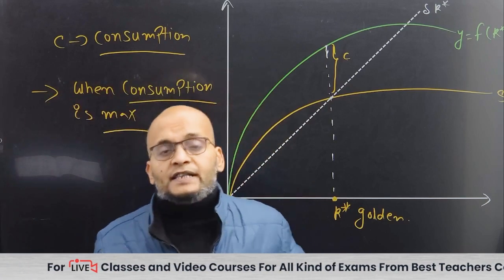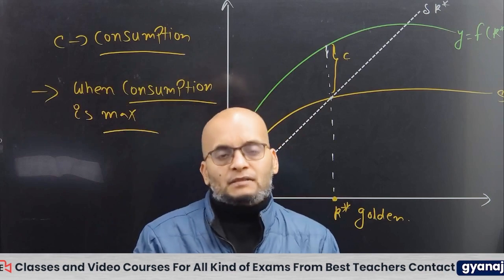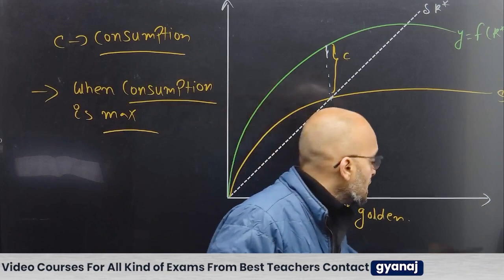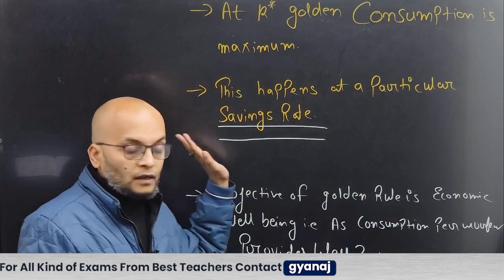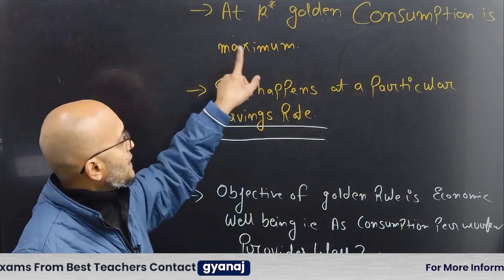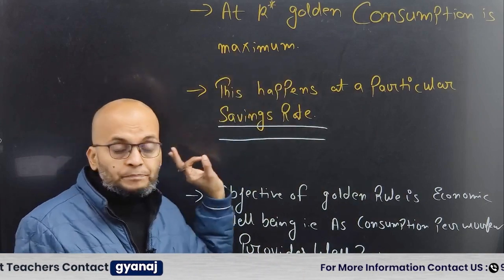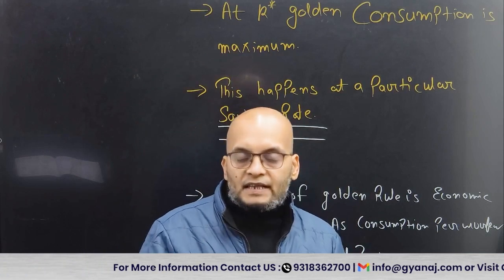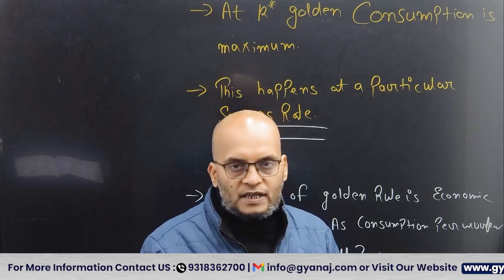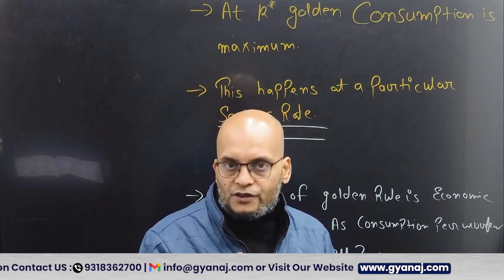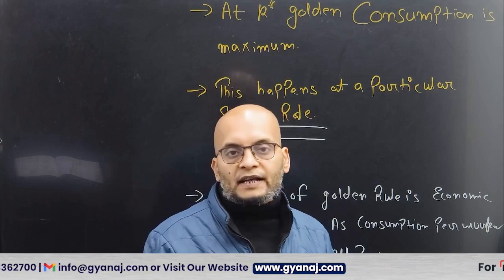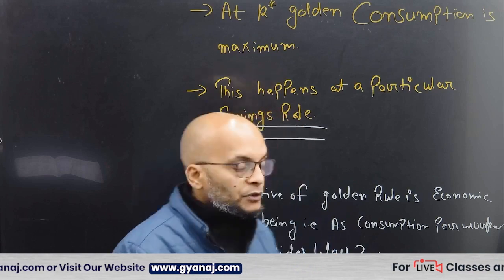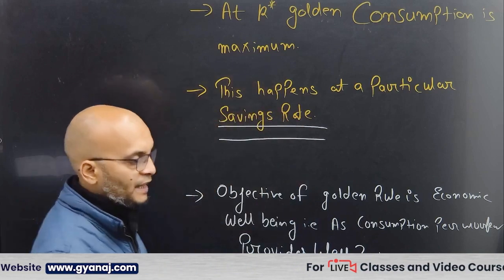Now the question is, why is the consumption maximum? What's the need of it? So see guys, I have written that at K star golden consumption is maximum, and this is not always going to happen. This will happen at a particular savings rate. Not at all savings rates will you get maximum consumption. No, never.